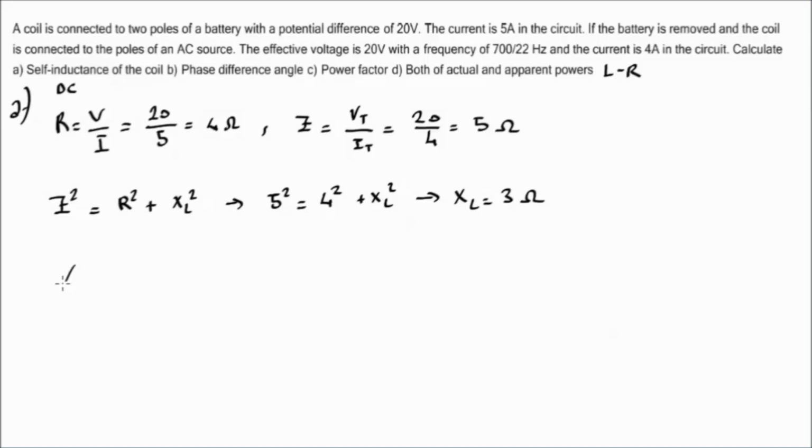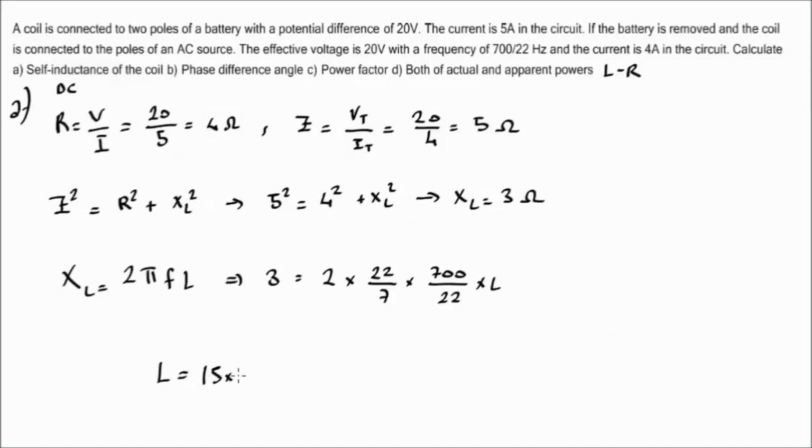Formula of the XL equals 2 pi FL. XL we found is 3, equal to 2, and the value of pi is 22 over 7, because frequency given is 700 over 22, times L. So L is going to be 15 times 10 to minus 3 Henry.